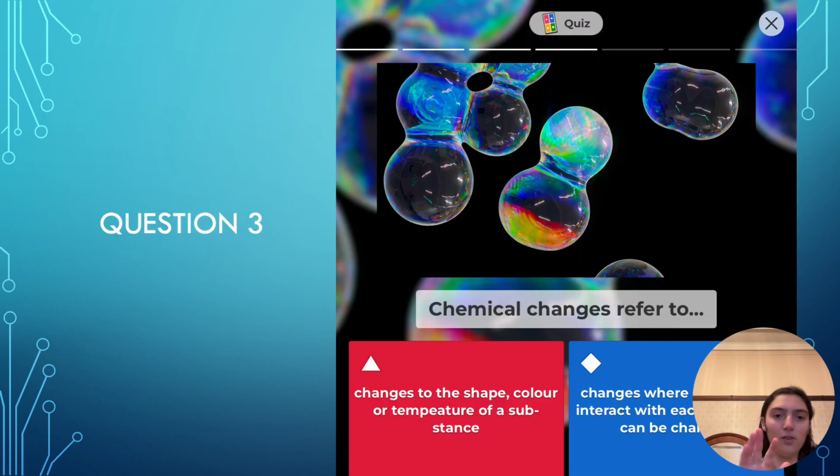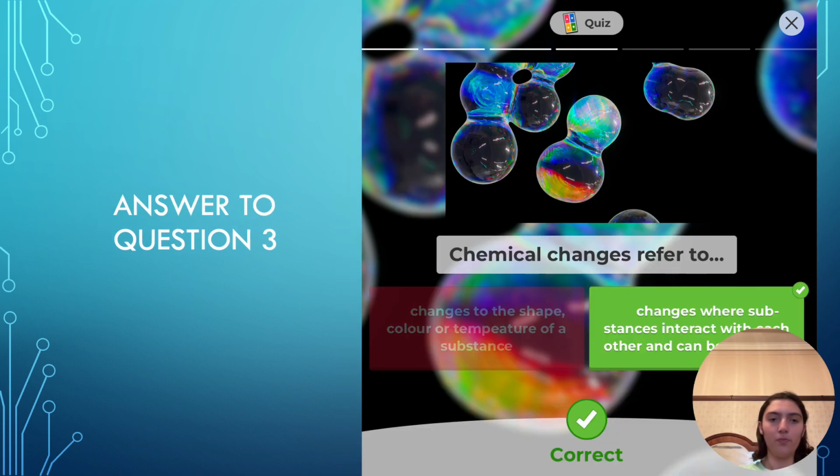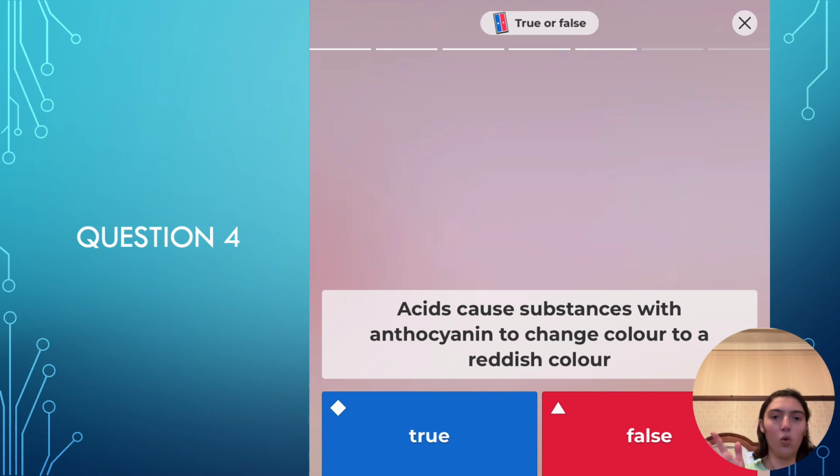Good job. Chemical changes refer to changes to the shape, color, or temperature of a substance, or changes where substances interact with each other and can be changed. The answer is changes where substances can be changed when they interact with each other. Good job. Question 4. Acids cause substances with anthocyanin to change color to a reddish color. True or false?